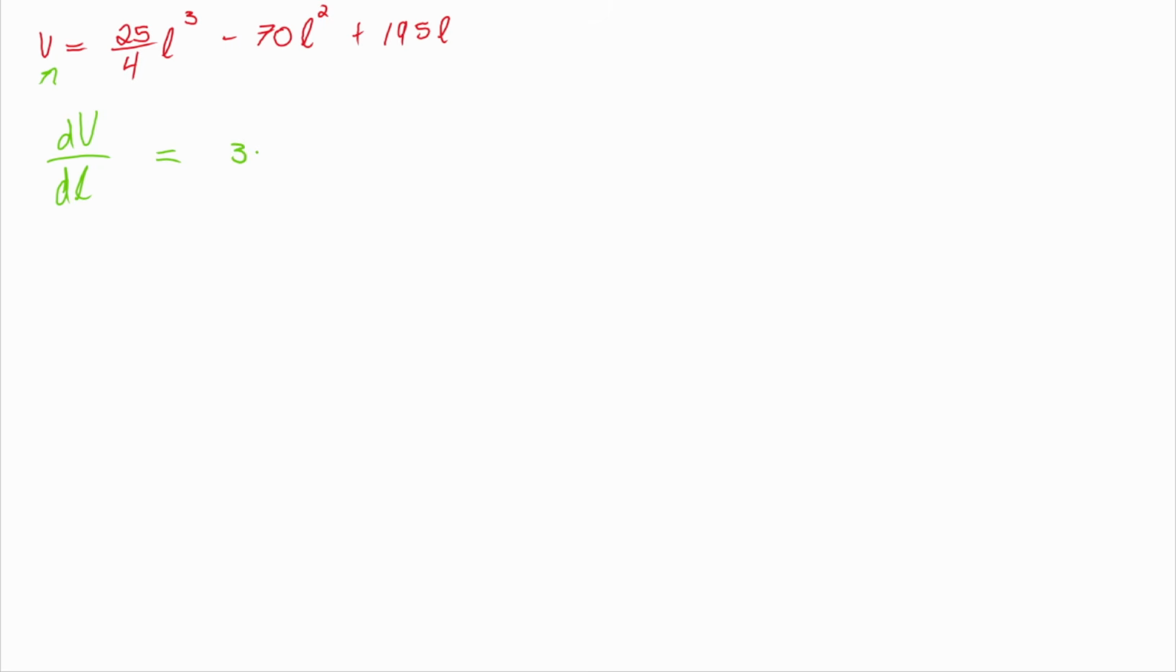So what we're going to do is that 3 comes forward, our coefficient stays there, and then what we have is L squared minus 2 times 70 L plus 195. That L falls away. Now if we roll with this, what we're going to get is 75 over 4 L squared minus 140L plus 195. Okay, that's what we get there.